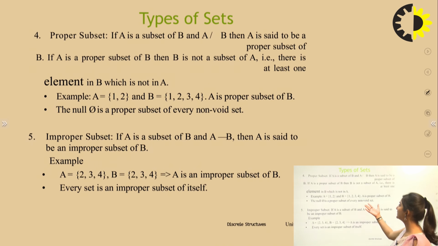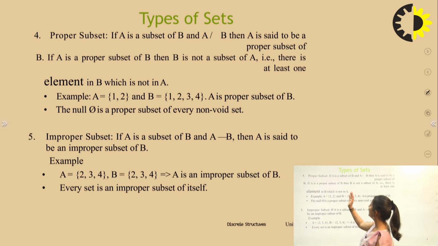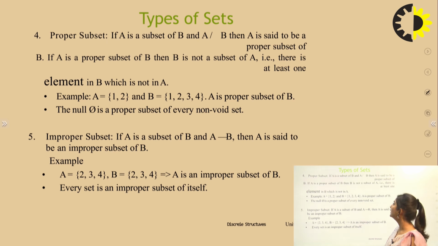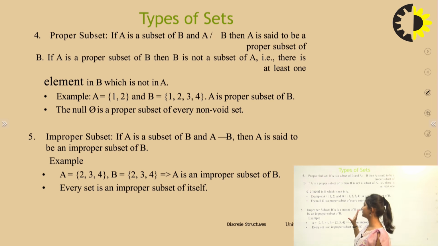Next is proper subset. Proper subset means B is the master set, your main set 1, 2, 3, 4, and the derived set, the subset 1, 2, has comparatively fewer elements. Even if it's one element less, it has to be less. Think of it this way: you are my student and I am the teacher, so the teacher definitely has more knowledge compared to the student. So that's a proper subset.